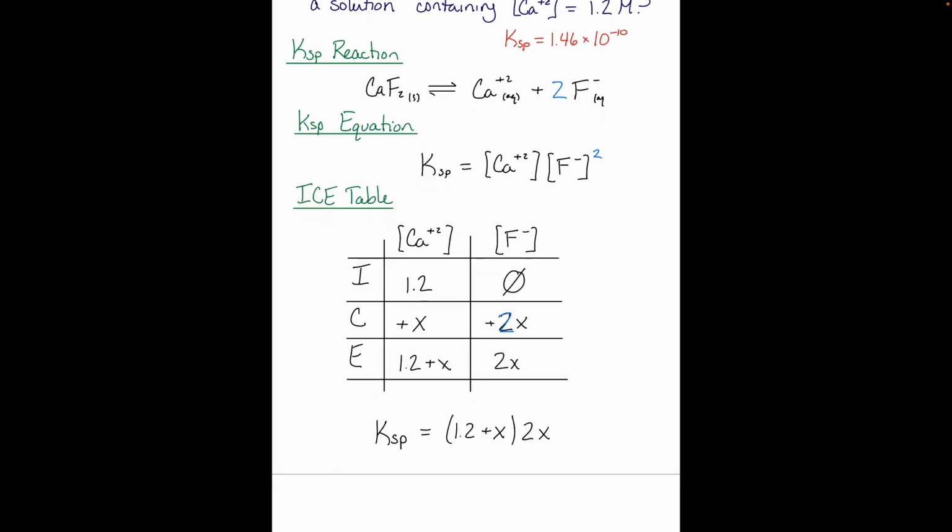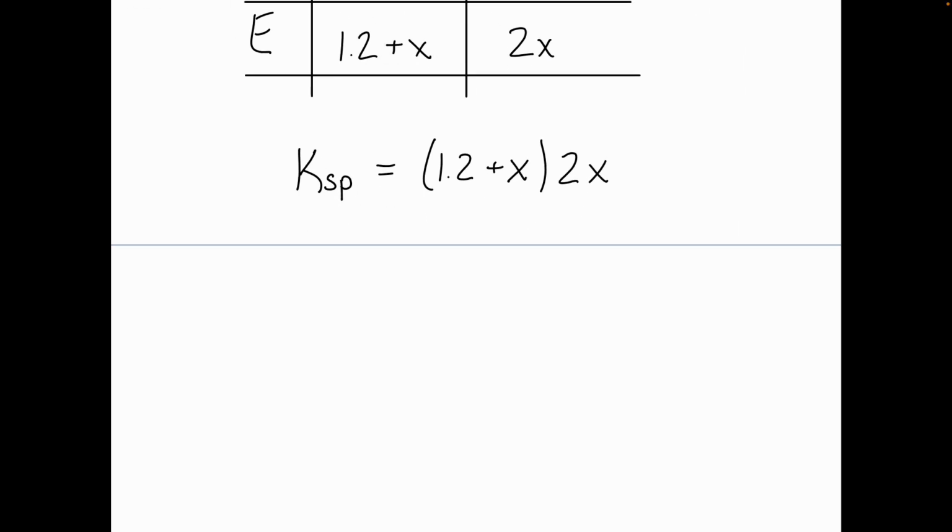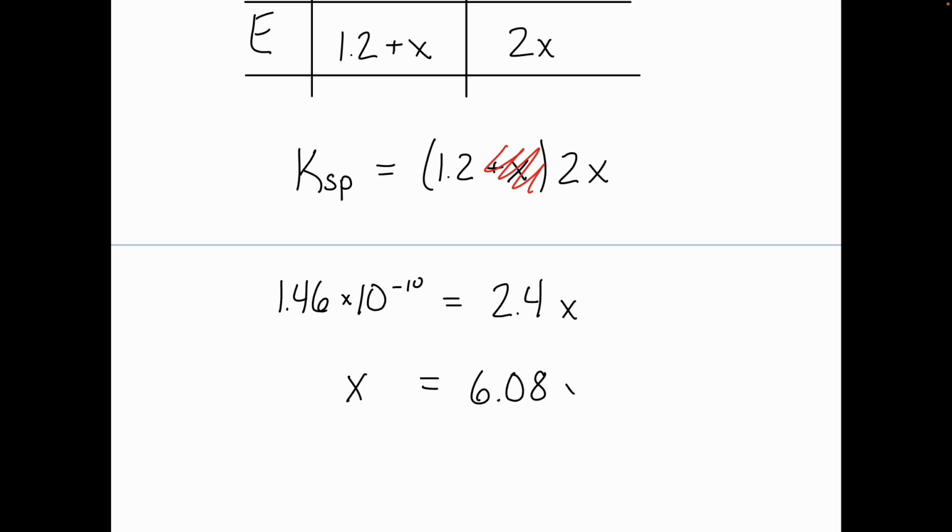So now I'm going to plug that in. What was it? 1.46. I'm going to use that small x approximation. So 1.2 times 2x gives me 2.4x. Solving for x here, I get 6.08 times 10 to the negative 11 molar.